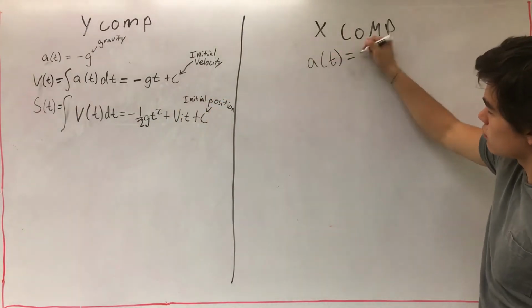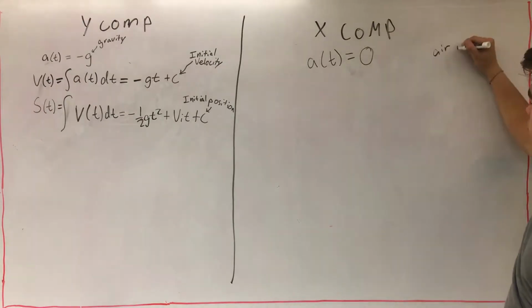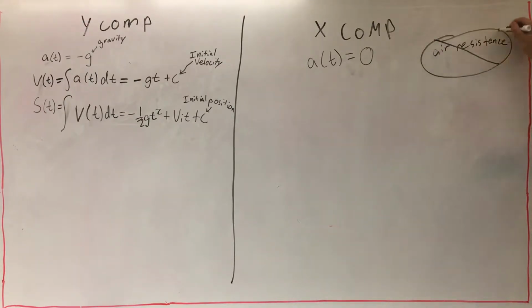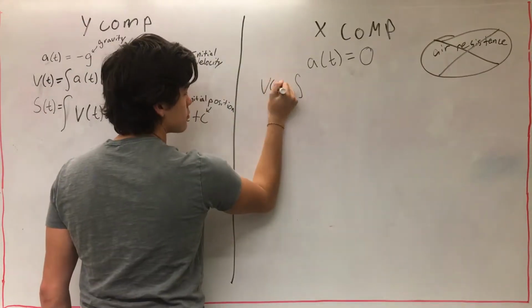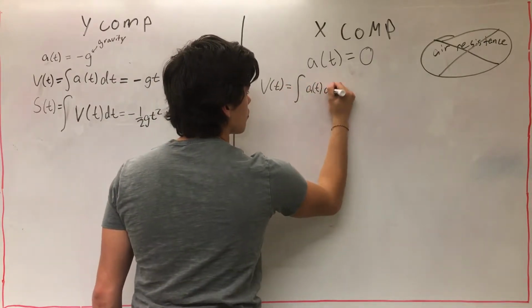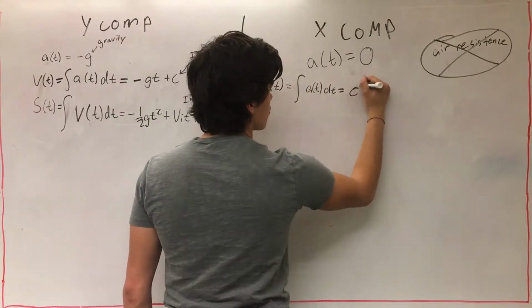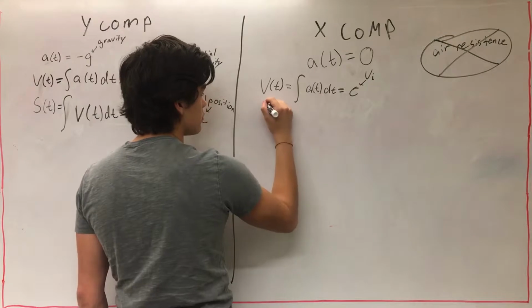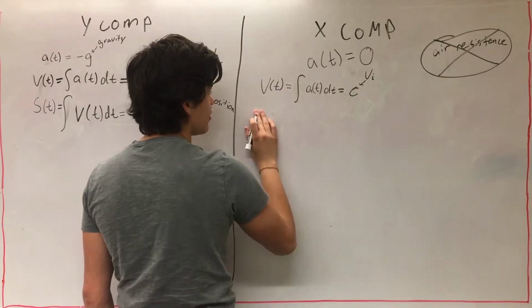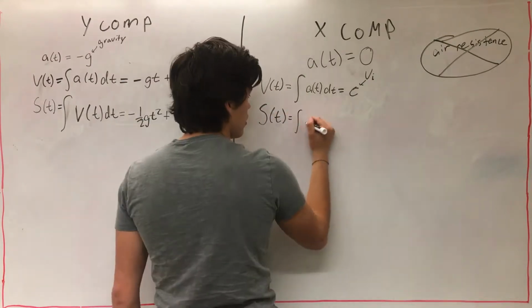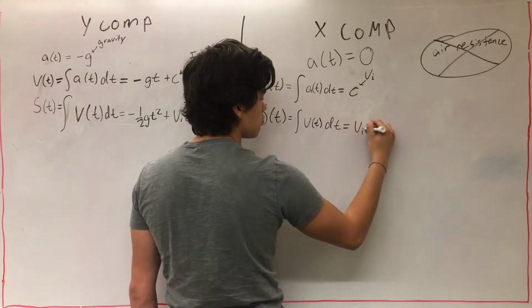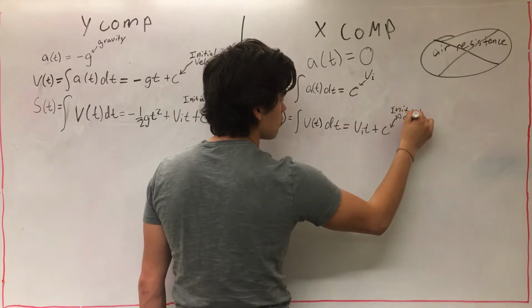Next, we knew that the acceleration of the x component was 0 because we were assuming no air resistance. The integral of the acceleration would again give us the velocity function, and the c in the velocity equation would represent the initial velocity. Taking the integral again would give us the position with c representing the initial position. We now have created our baseline of kinematic equations.